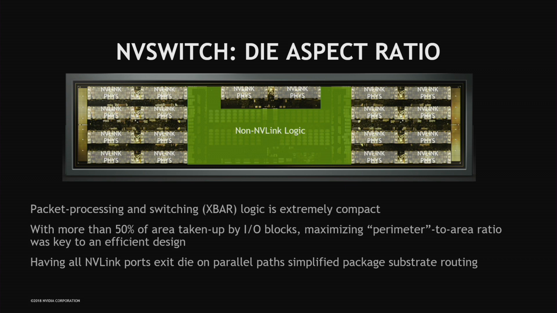In addition, by making the die this long oblong, it's possible to bring a lot of signals out in parallel in this quote-unquote vertical direction, up and down. And that ended up making it a lot easier to route signals on the package substrate and even on the PCBs. So that's why the die looks the way it does.